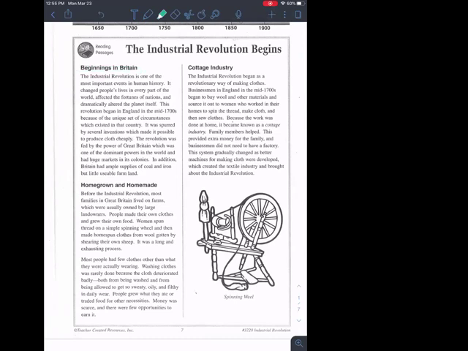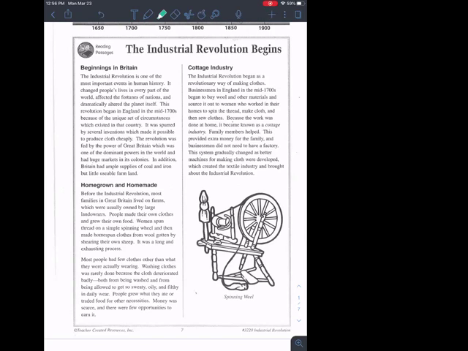The beginnings in Britain. The Industrial Revolution is one of the most important events in human history. It changed people's lives in every part of the world, affected the fortunes of nations, and dramatically altered the planet itself. This revolution began in England in the mid-1700s because of the unique set of circumstances which existed in that country. It was spurred by several inventions which made it possible to produce cloth cheaply.